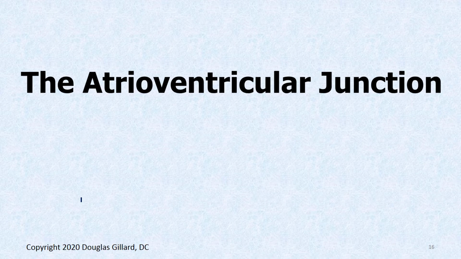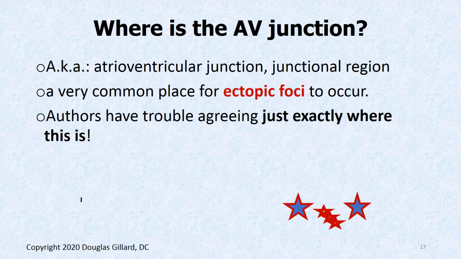So I've been talking about this junctional region, this AV junctional region. So what in the heck actually is that? Let's see what it is. It's a very common place for ectopia to occur.